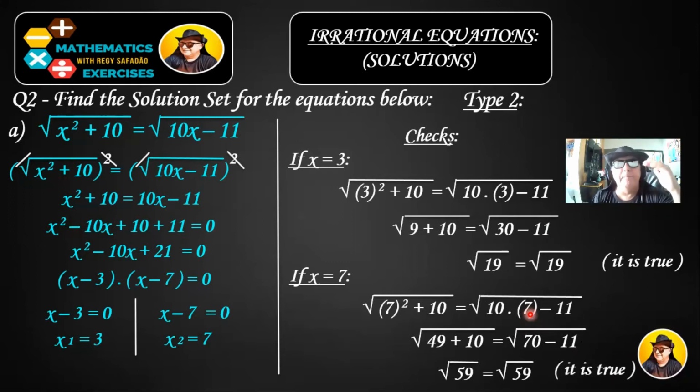Okay, so if both answers, 3 and 7, satisfy the conditions of our irrational equation, the solution set is 3 and 7. Okay, very good. So question A is done. Let's go to question B.